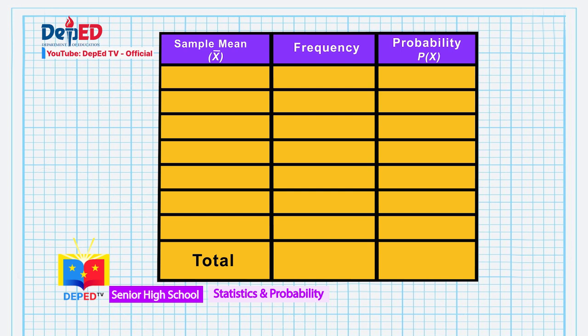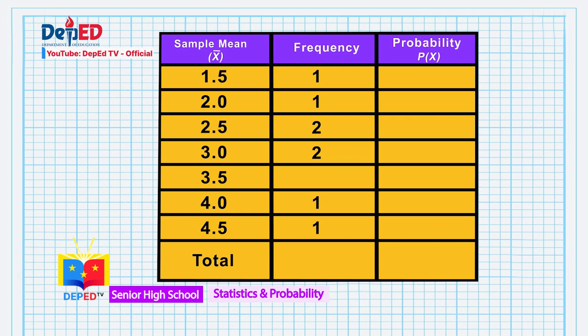The fifth step is to construct a sampling distribution of the sample means. Based on the outcome of the previous step, the means are 1.5, 2.0, 2.5, 3.0, 3.5, 4.0 and 4.5. Now for the number of occurrences. There is one sample each with a mean of 1.5, 2, 4, and 4.5. There are two samples each with a mean of 2.5, 3, and 3.5.